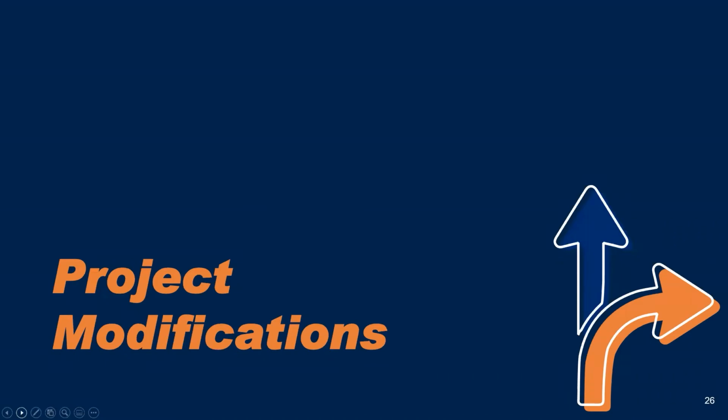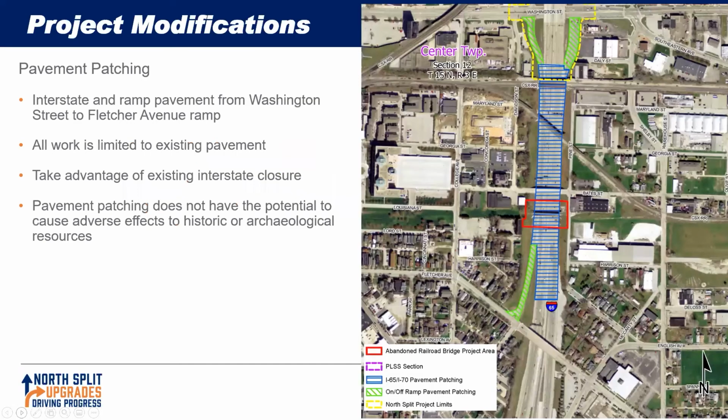Okay, I'm going to talk about a couple of project modifications that have come up since we started designing construction. The first of these project modifications is the addition of some pavement patching. Now, the roads and interstates in downtown Indianapolis were built in the 60s and 70s, and the North Split was original construction, all of the materials, and had deteriorated. That's why it was part of the decision that was made to replace it.